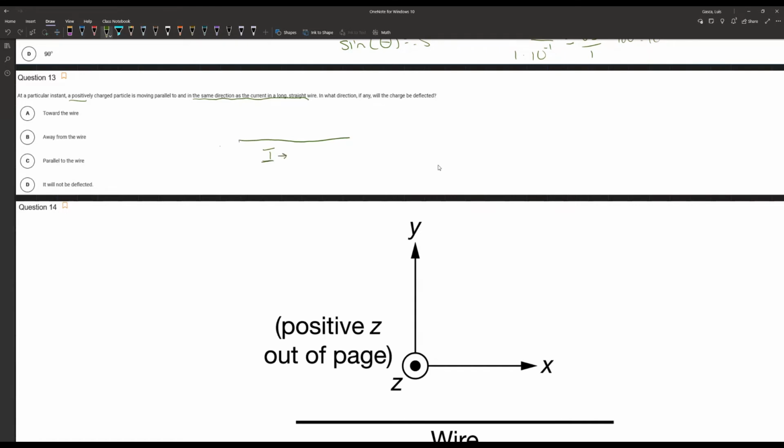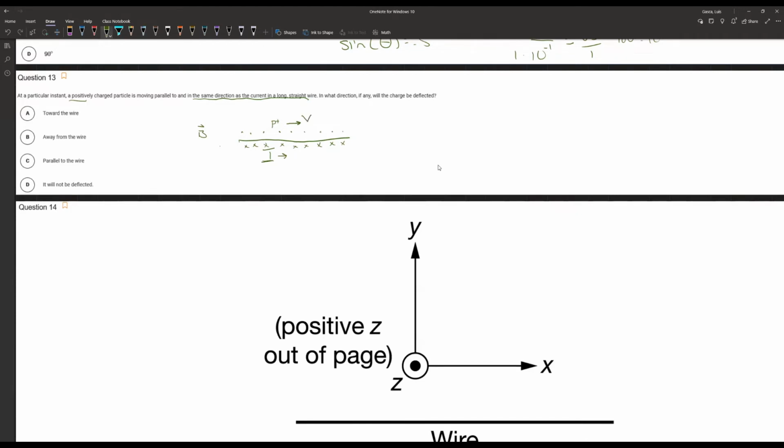If we grab the wire with our right hand, our thumb points along the direction of the current, and our fingers wrap around the wire over the top and come out of the page at the top, and the magnetic field will be pointing into the page on the bottom. They tell us that a positively charged particle is moving parallel and in the same direction as the current. So let's say I have a little proton moving in this direction. We have a velocity and we need to do qvB.